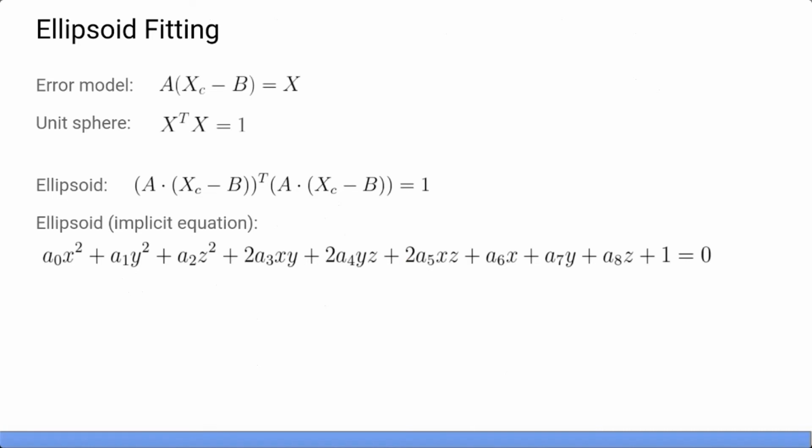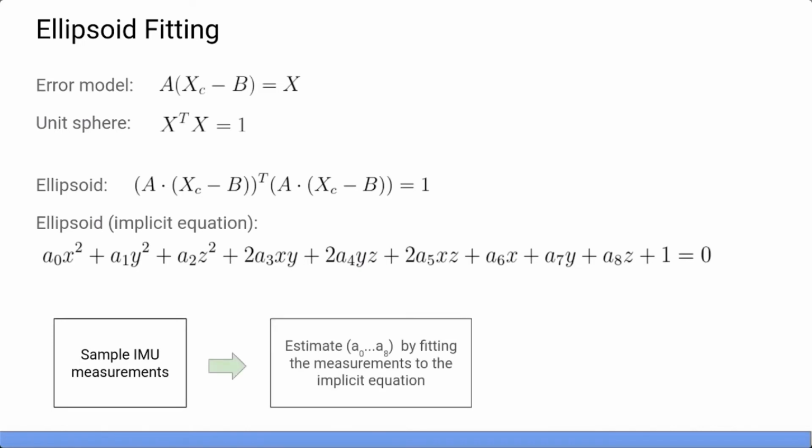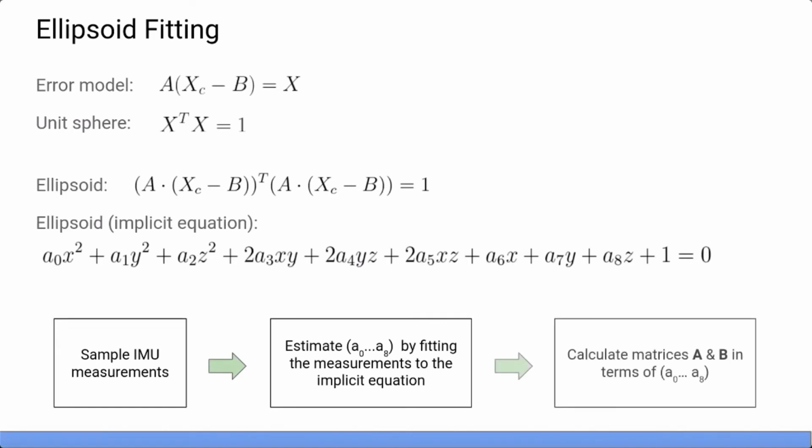Here, XC represents the calibrated measurements that we need to find. X represents the raw measurements, and matrices A and B contain the calibration parameters that we need to find. If you combine this with the equation of a unit sphere, we get the ellipsoid equation shown in terms of matrices A and B here, whereas I have also shown the implicit equation of an ellipsoid in terms of parameters A0 through A8 over here. So the idea is, firstly, you sample raw IMU measurements. You estimate parameters A0 through A8 by fitting the equation of an ellipsoid to it. And then you use these parameters to calculate matrices A and B.